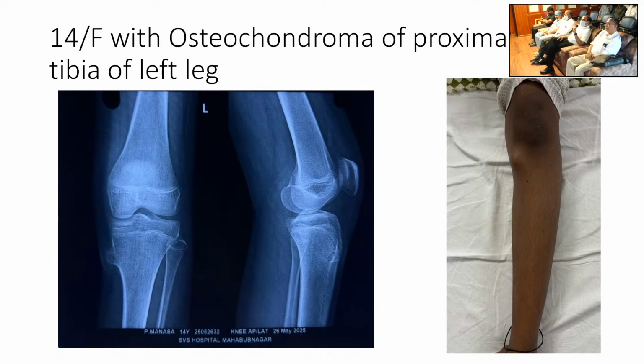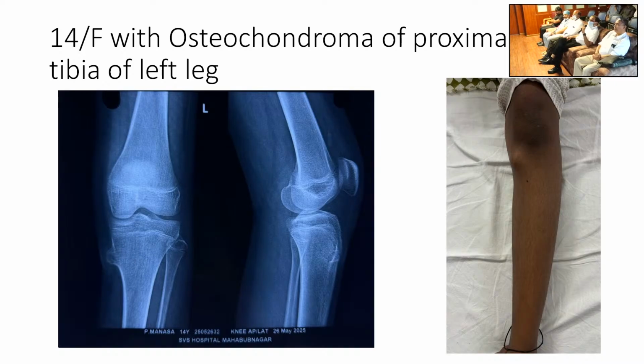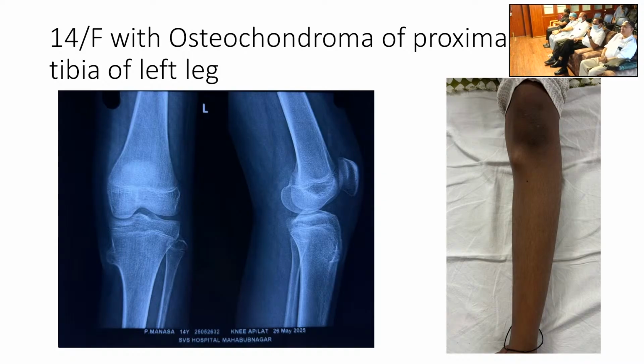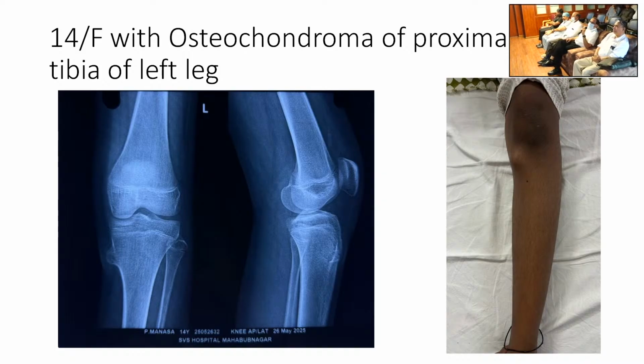What are the causes for the pain in osteochondroma? Bursitis. Common is bursitis. Adventitious bursitis, that's the commonest cause. Very good. What else? Name nerve compression.